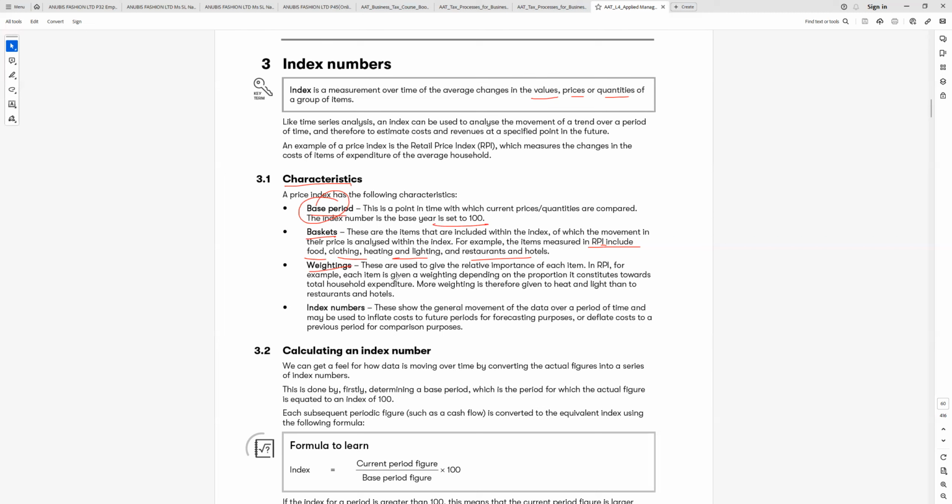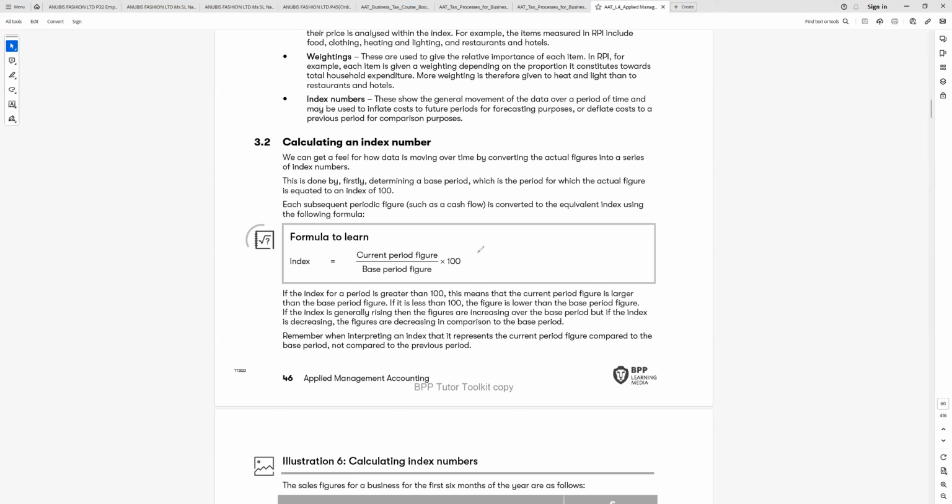Then we have weighting. Weighting represents which one has more value compared to others. And we have the index number. This shows the general movement of the data over a period of time and may be used to inflate costs to a future period or deflate costs to a previous period. So sometimes we can bring the present cost to the future, or the future cost to the present. Then we calculate the index number. How do we calculate the index number? Current period is always on the top, remember that, and the base period is always on the bottom, multiplied by 100. 100 is the set base. And that will tell us the index number.